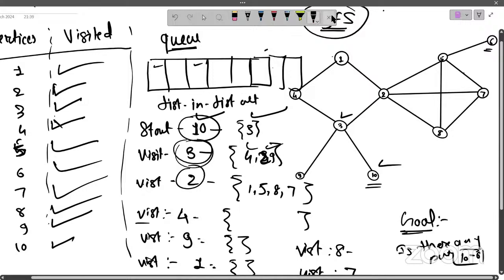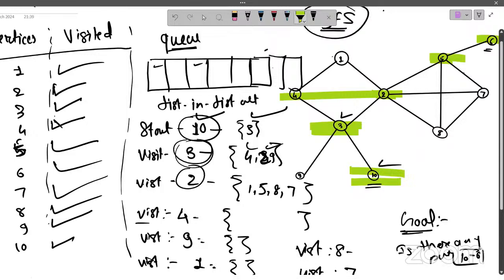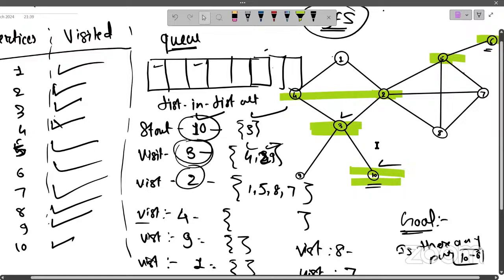What do I mean by level? Simply this. First, I'll observe this level. Then I go to this level. Then I go to this level, whatever this is. Then I go to this level. Then I go to this. So you can observe that it is doing level by level. Okay. This is called BFS.